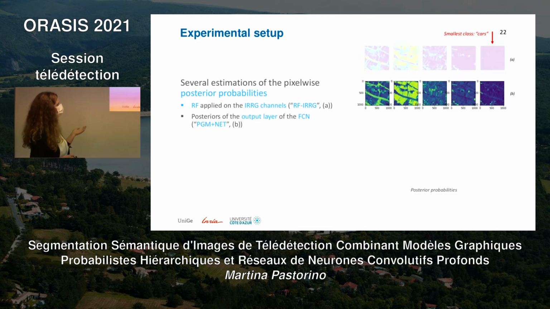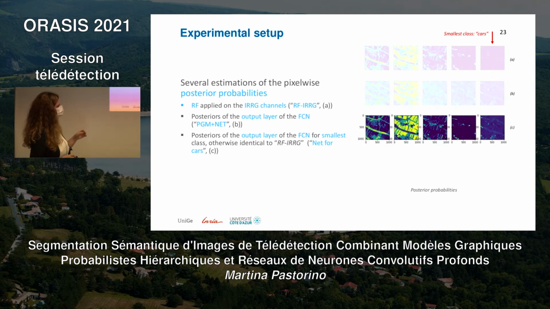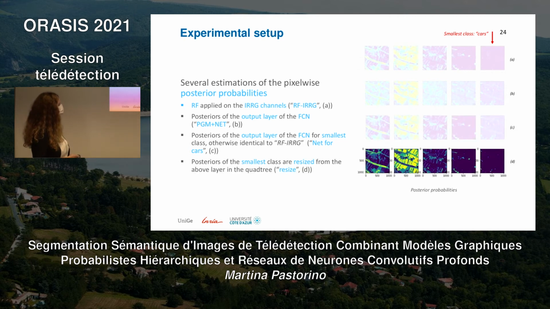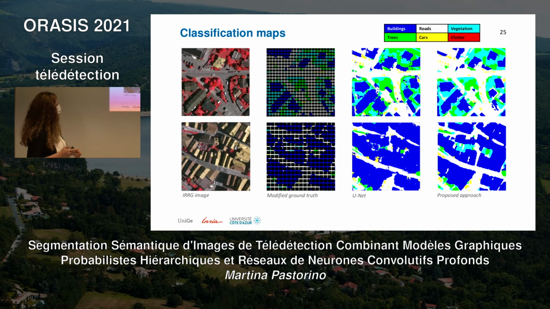For example, we substituted these posterior probabilities with the posteriors of the output layer of the fully convolutional networks. Or, considering only the smallest class, we either substituted with the posteriors of the output layer of the fully convolutional network, or with the nearest neighbor residues of the posterior probabilities of the upper level of the quad tree, which contained activations from the network.